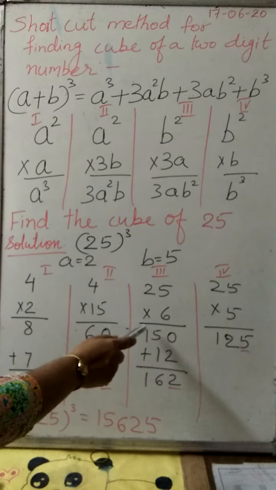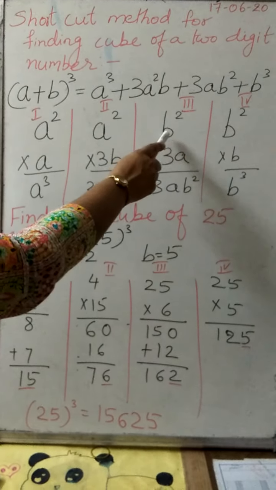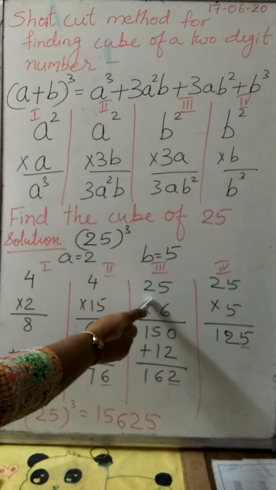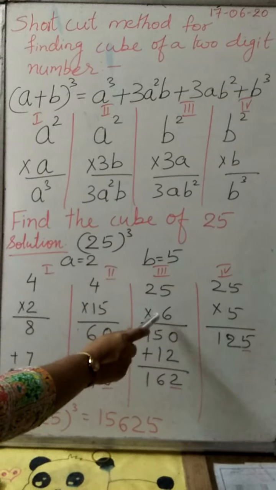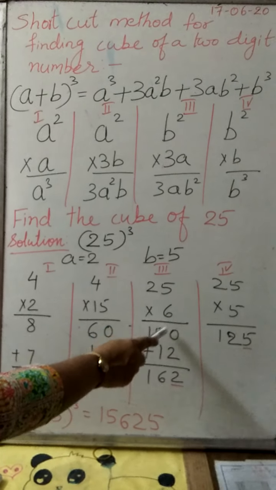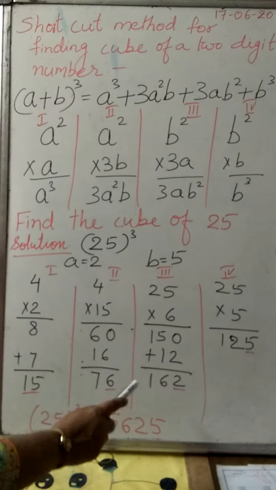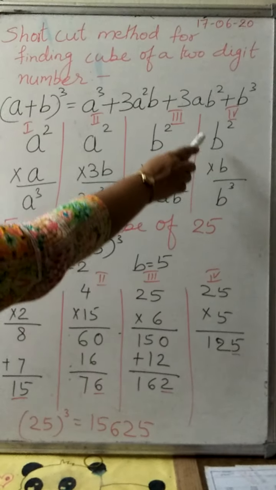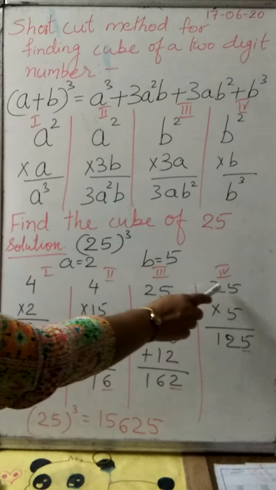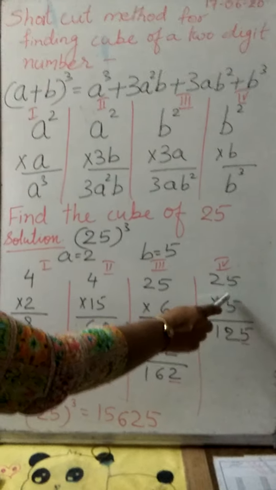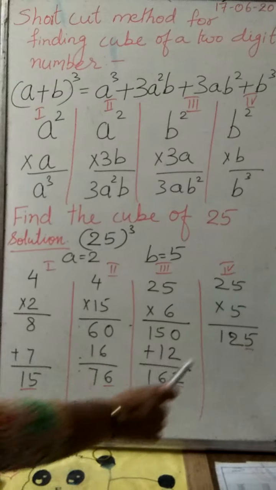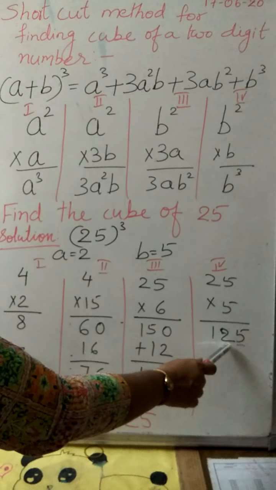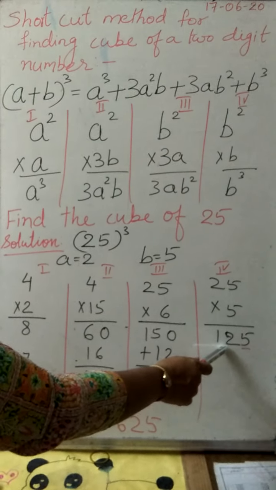Come to third column. b square, 5 5s are 25 into 3 into a, 3 into 2, that is 6. So 25 into 6, that is 150. And in fourth column, b square into b, that is 5 5s are 25, b square into 5, that is equal to 125.